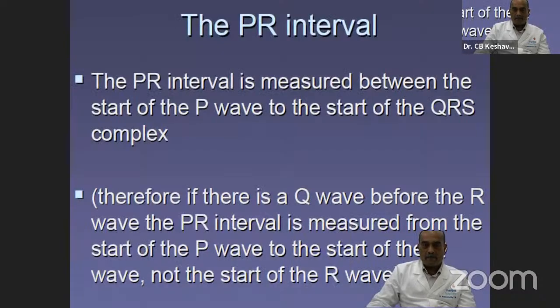So the PR interval is measured from the start of the P wave to the start of the QRS complex. Therefore, if there is a Q wave before the R wave, the PR interval is measured from the start of the P wave to the start of the Q wave, not the start of the R wave. So the PR interval is measured from the start of the P wave to the start of the first negative deflection. So that is the PR.